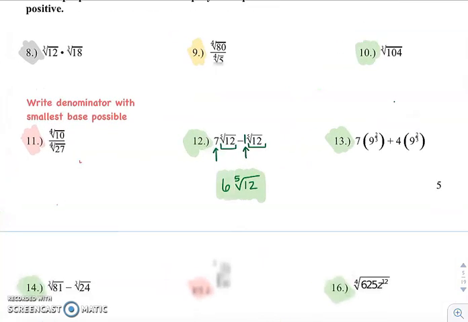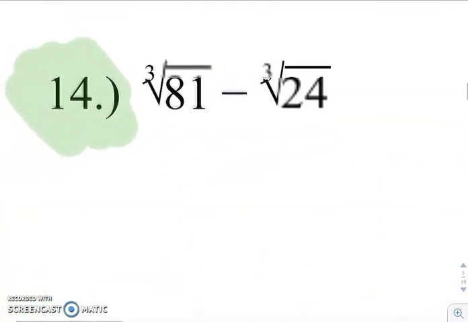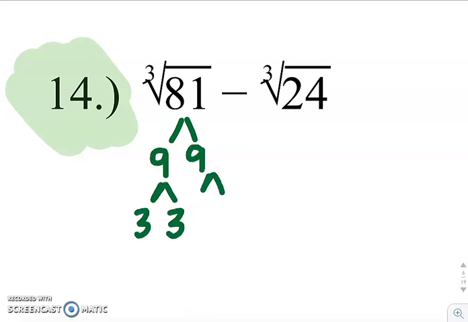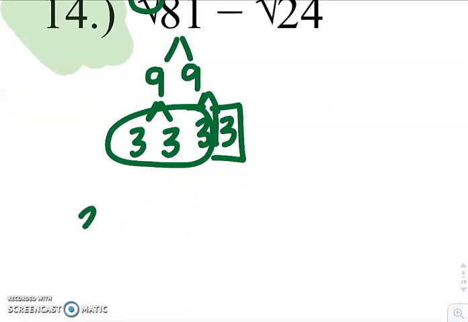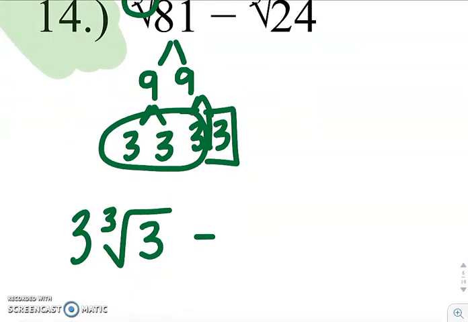So let's look at number 14. This one, they're both the cubed root, but it's the cubed root of 81 minus the cubed root of 24. So they are not alike, so we need to simplify them. And after we've done that, hopefully they should be the same. So let's see. 81 could be 9 and 9. We've got a cube root, so we need a group of 3 things, and then that guy's left by himself. So 3 cubed root 3 is the first term, cube root of 81. Bring down your minus sign.